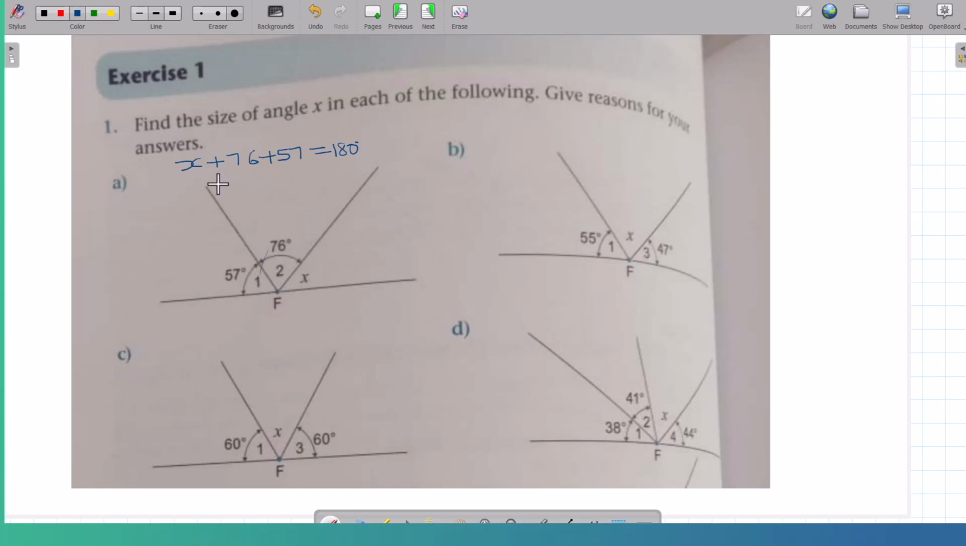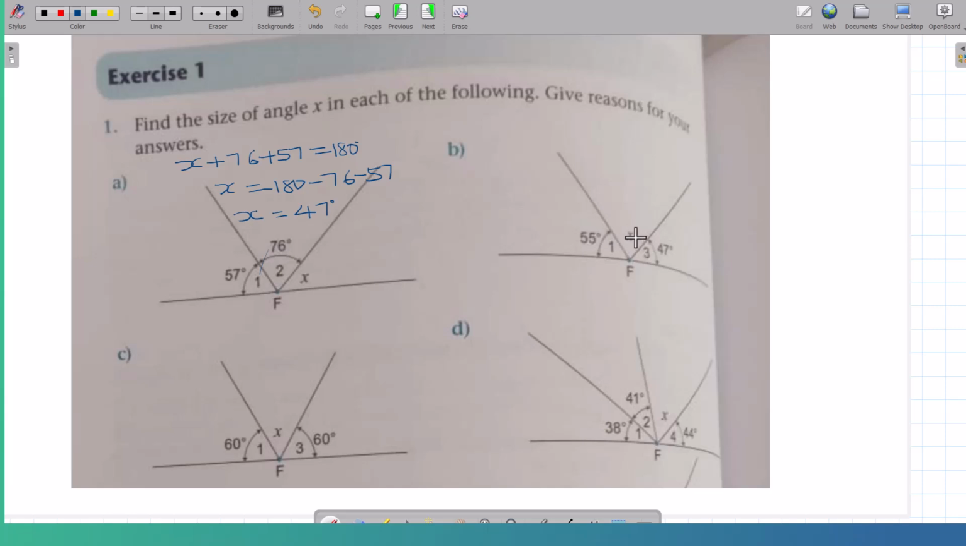So here x equals 180 minus 76, and then minus 57. So what's the final answer here? Somebody with the calculator, please. 47. Is he correct, guys? Should we move? 47 degrees. Okay, let's go to part B now for the homework.